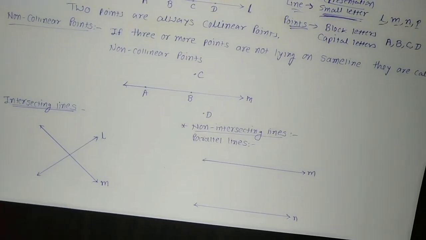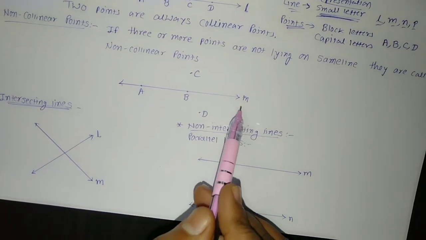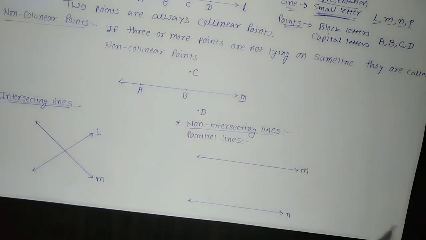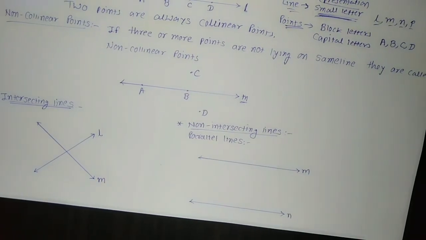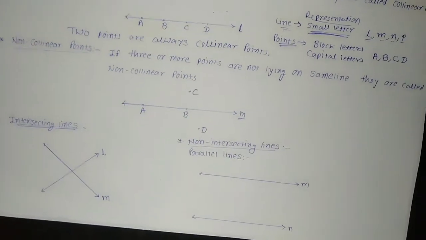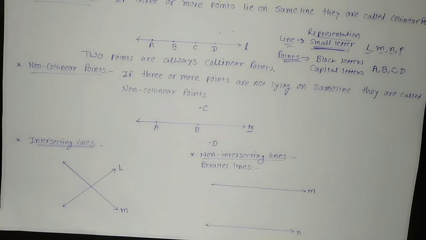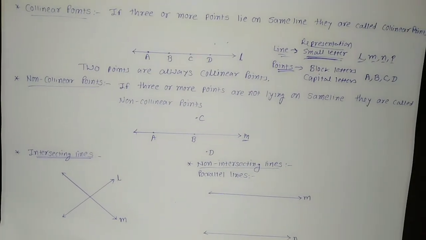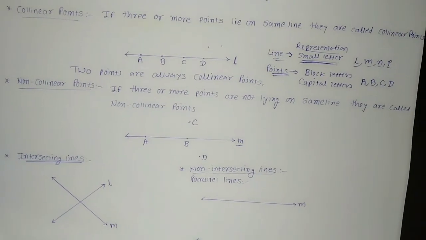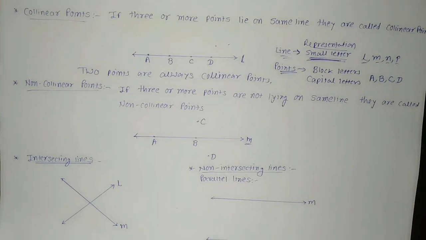But while we are talking about 3 or more points as A, B, C, D, all those 4 points are not lying on the same line M. Hence, they are called non-collinear points. I hope it is clear what collinear points are. If 3 or more points lie on the same line, they are called collinear points. If all those 3 or more points are not lying on the same line, they are called non-collinear points. Let us see the next one.